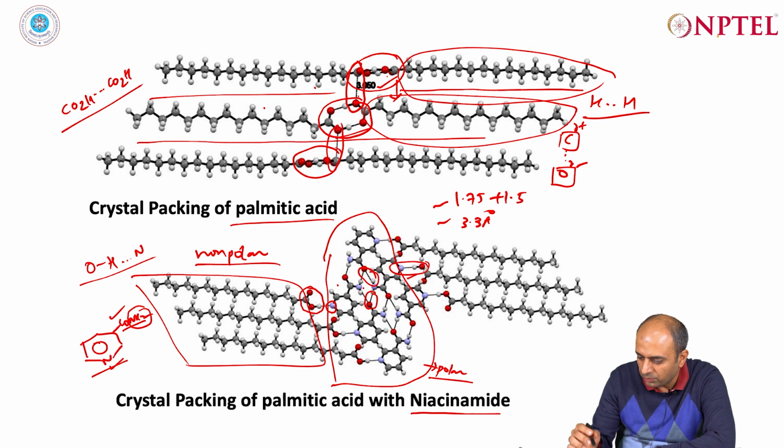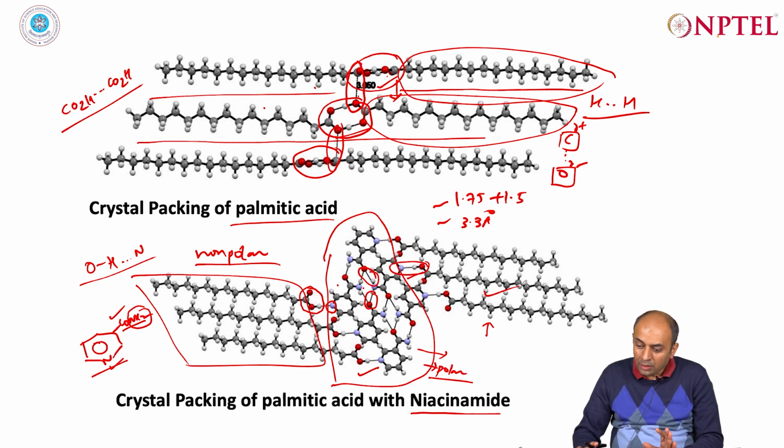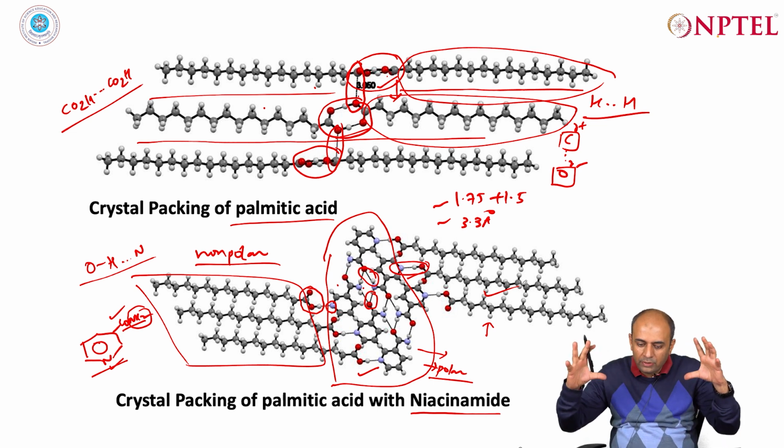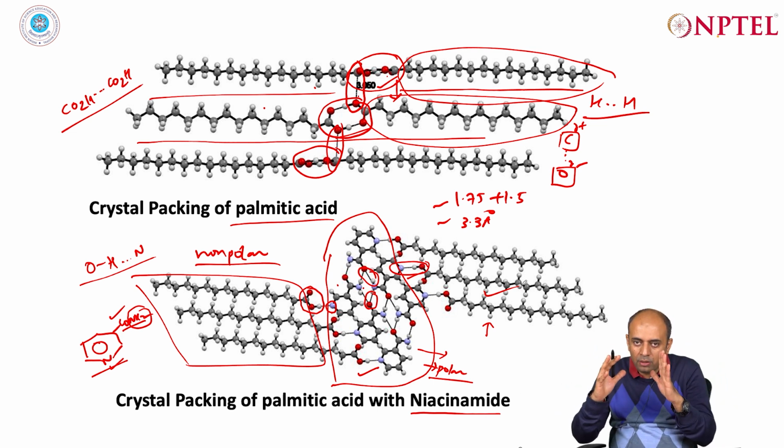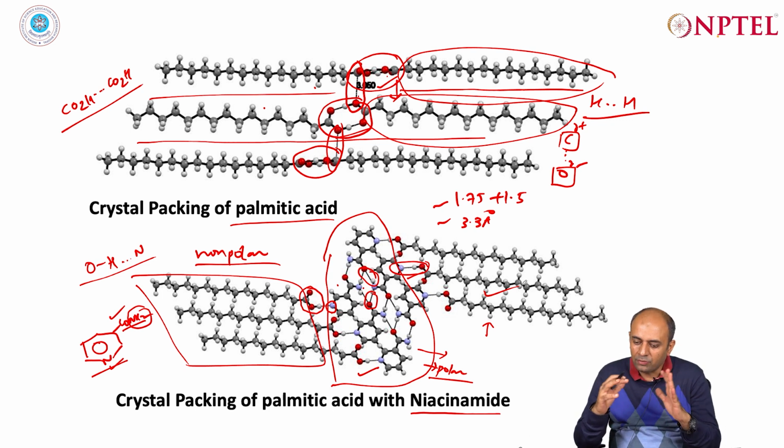So O-H...N hydrogen bonds between palmitic acid and niacinamide and N-H...O hydrogen bonds between the niacinamide molecules is what separates the hydrophobic parts from the hydrophilic part. So this is the hydrophobic part, this is the hydrophilic part, this is the polar region, these are the non-polar regions. They are well separated from each other in the solid state. So this gives us very strong support to the fact that non-polar parts always try to be with each other, and the polar parts always try to stick around with each other, and the combination of these is what gives rise to the crystal packing of the resulting solid.